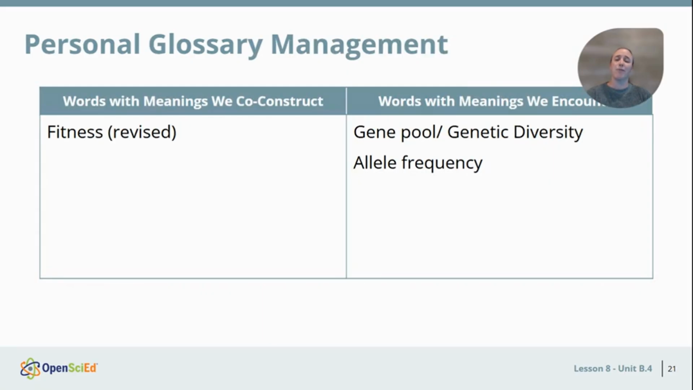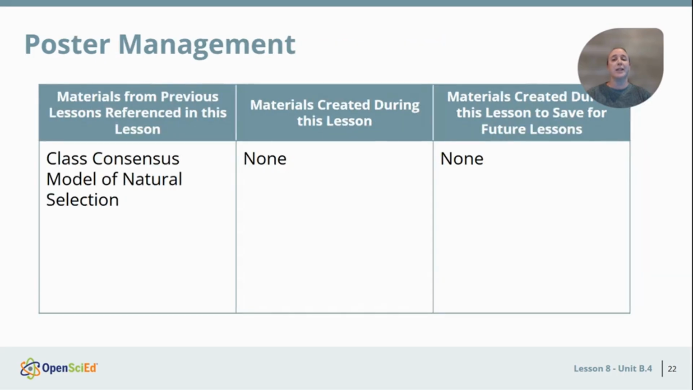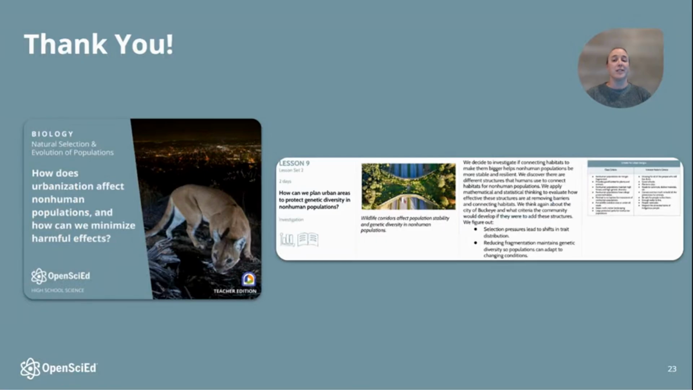In Lesson 8, we revise our definition of fitness to incorporate allele frequency. We also discuss gene pool or genetic diversity and allele frequency. In Lesson 8, we utilize our class consensus model of natural selection developed in previous lessons, but we do not make any changes yet. We do not create any new posters or materials in this lesson. Well, this is Lesson 8 in a nutshell.